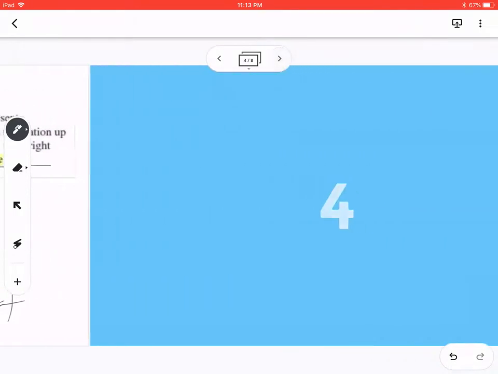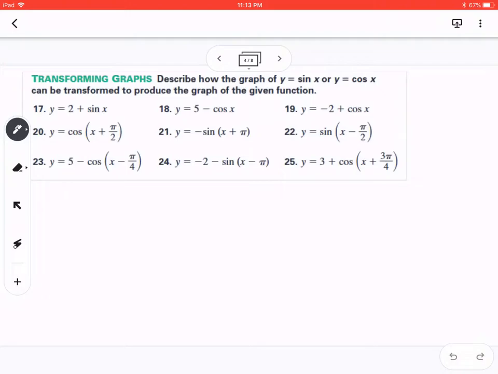Let's take a look at some examples. Let's look at number 17 here. So the original function would be y equals sine of x, and there's a 2 added on there. Since there's a 2 added on, this is going to be a vertical change, so it's going up 2 units.